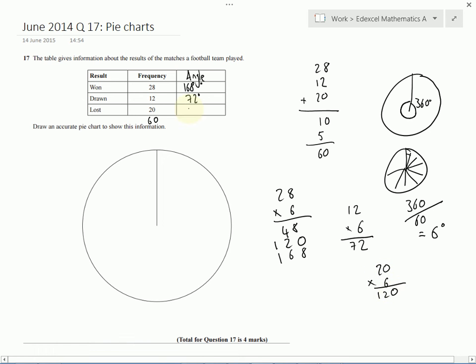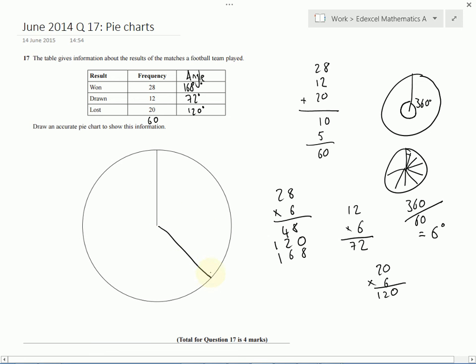Okay, so at this point you'd use your protractor, but I haven't got a protractor that I can use over my computer screen, so I'm just going to guess. But you do have to do this accurately in your exam. You will get marks for drawing them accurately. So 120 is less than 180. 180 would be half of your pie. It's more than a quarter of your pie because that's 90 degrees, a right angle. 120 is a third of your pie.